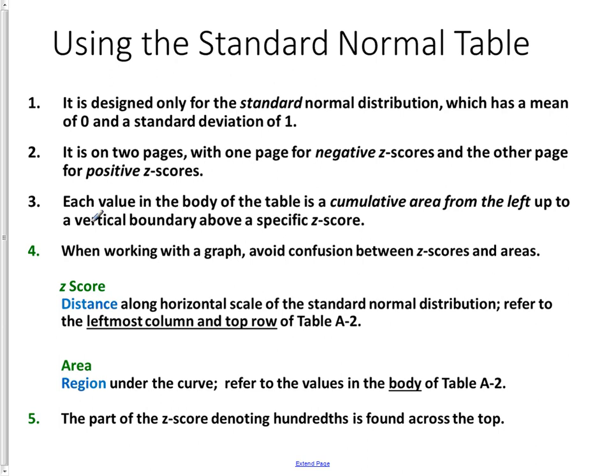If we're working with a graph, we want to avoid confusion between two items. One is the z-score. A z-score is a distance along a horizontal scale of the standard normal distribution, and it refers to the leftmost column and the top row of the table. The area is the region under the curve, and we refer to the values within the body of the table to find these numbers. And the part of the z-score denoting hundredths is found along the top.